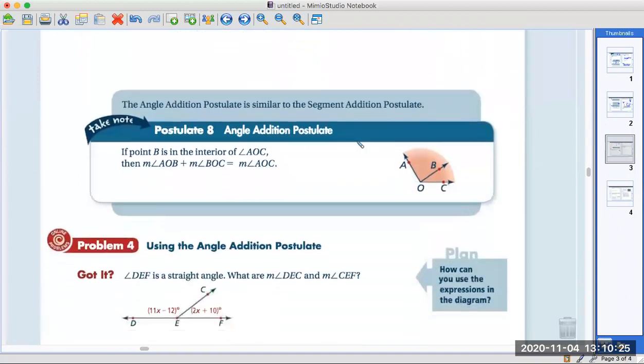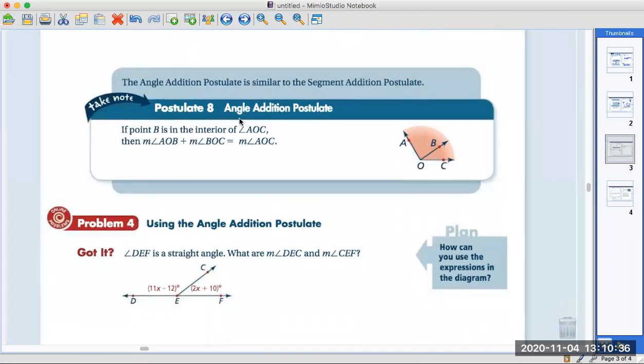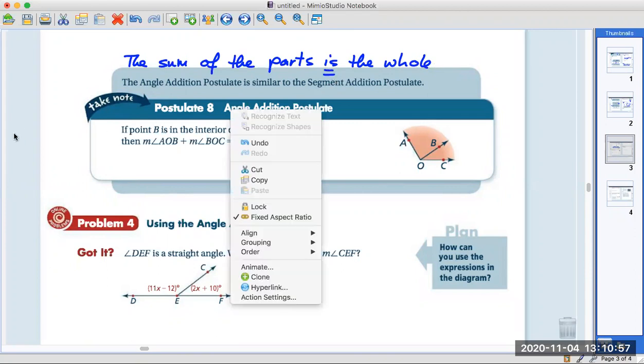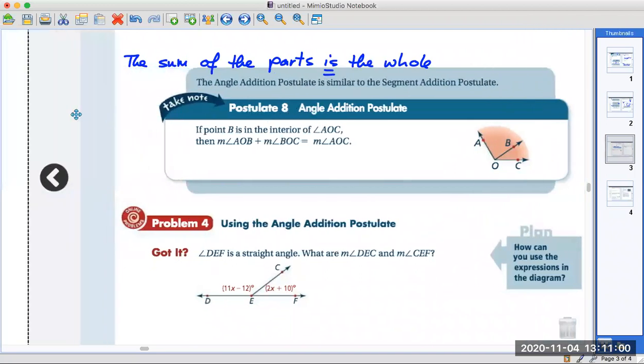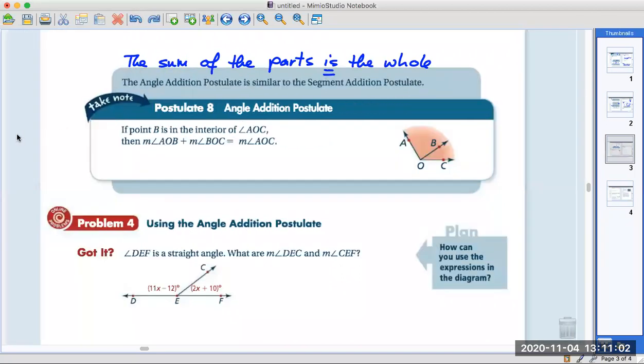Yeah, so make sure you understand that part. And here we come to the angle addition postulate, which is the same as, or similar to, the segment addition postulate. So remember when I say the sum of the parts is the whole, it's the same thing. And when I have the word is, I always mean equals, yeah? So, angle addition postulate.